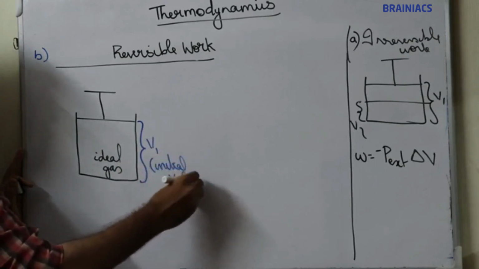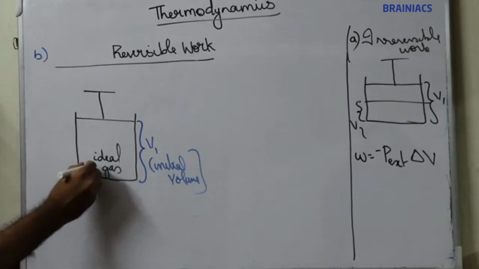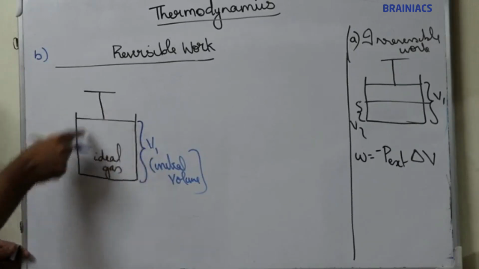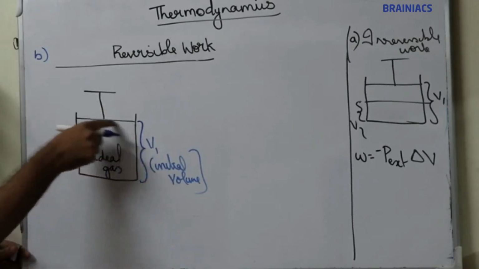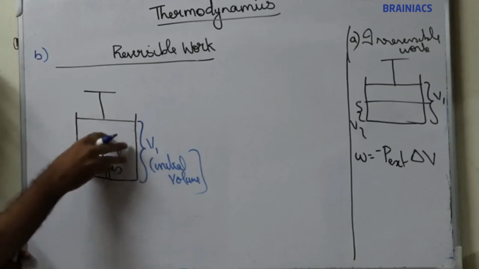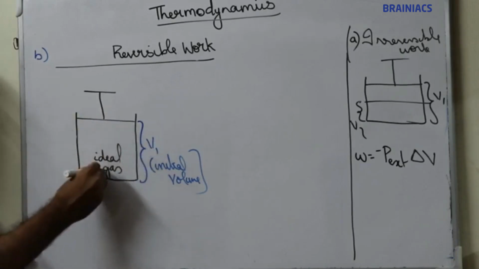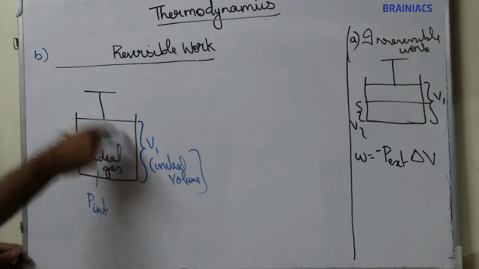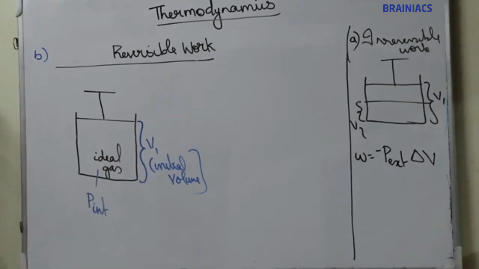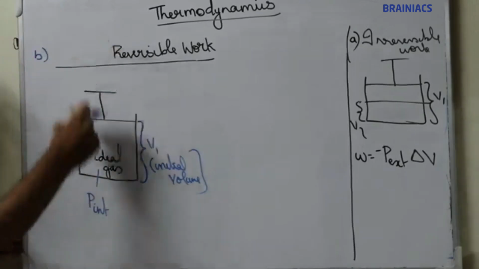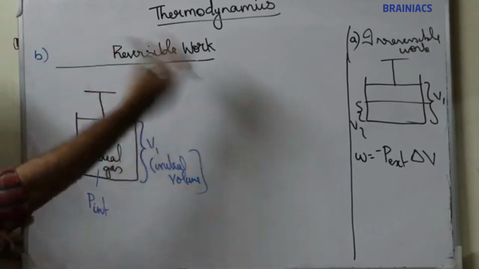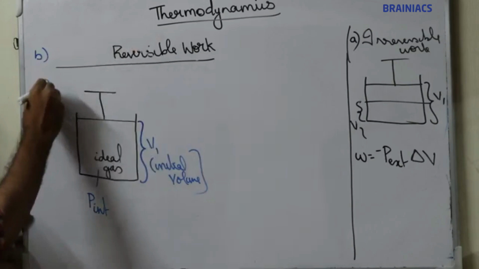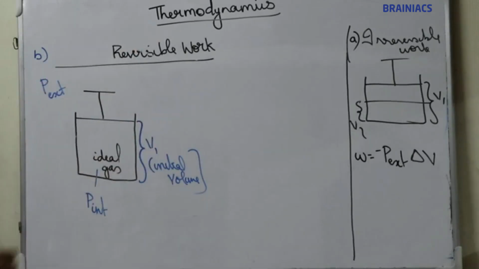Initial volume. And let the pressure inside this cylinder due to ideal gas, that is internal pressure, be P internal. Now, the pressure outside this cylinder, that is external pressure, let it be P external.